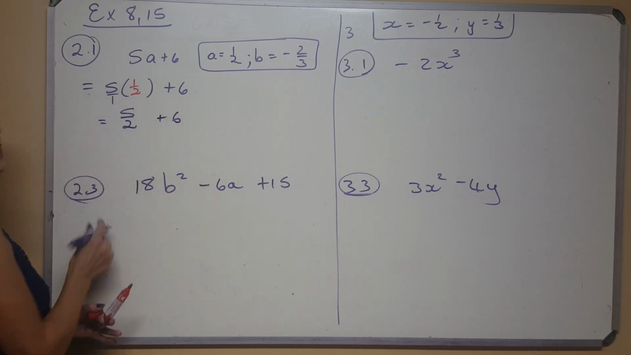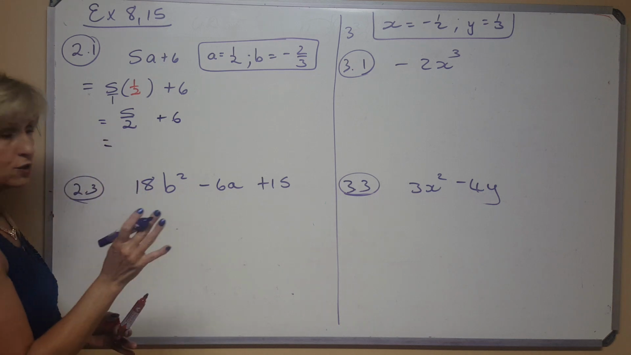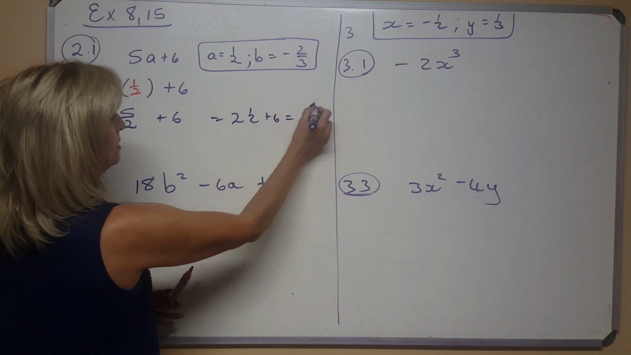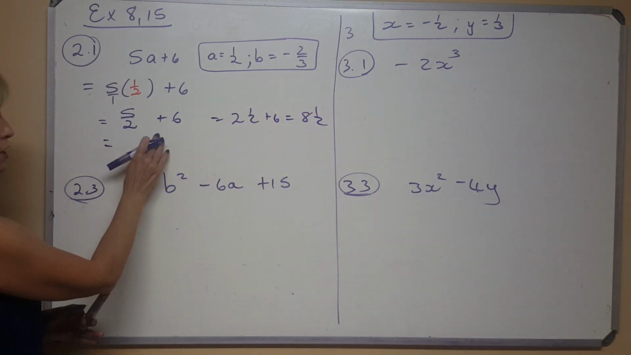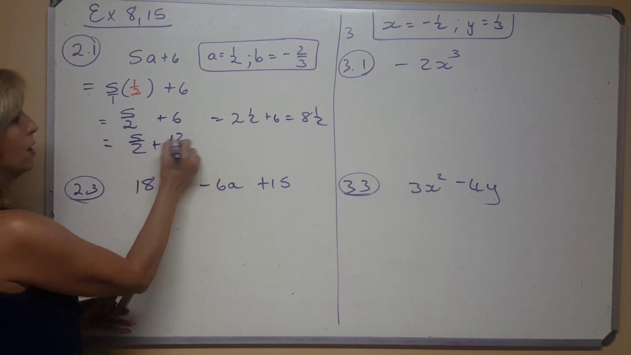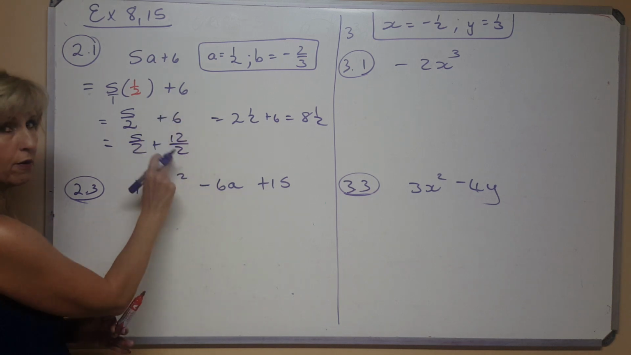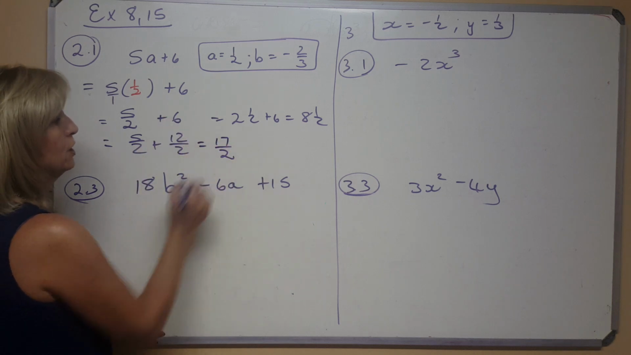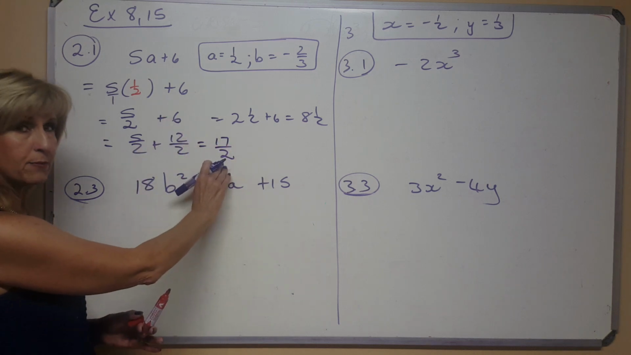Plus 6. You can even do that on your calculator as well. You can say now 2.5 plus 6 is 8.5. I like that. Or you can go to your calculator, or you can say 5 over 2 plus 12 over 2, because 6 is 12 halves, which gives you 17 over 2. And that is also acceptable.